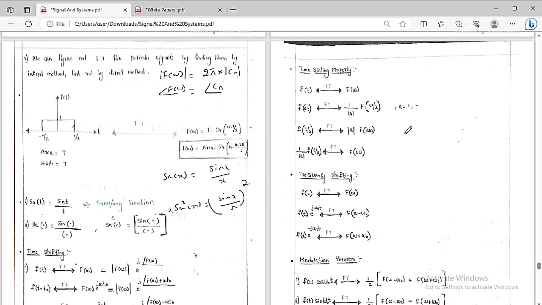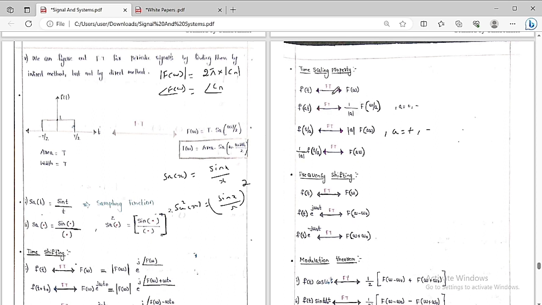Here also it's the same thing. Here also a can be either positive or negative. Suppose for this equation I multiply by 1 by mod a on both sides. Then I am going to get 1 by mod a into f of t by a, which has the Fourier transform F of a omega. So if you remember only this one formula, the rest follows, because if we replace a by 1 by a, we are going to get the remaining things.